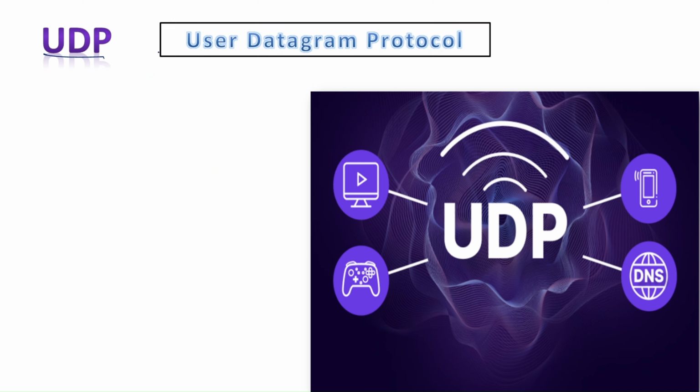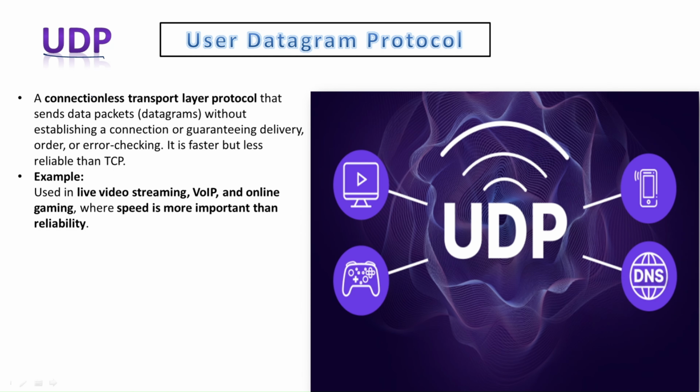UDP, that is User Datagram Protocol. So it is a connectionless transport layer protocol that sends data packets or datagrams without establishing a connection or guaranteed delivery, order, or error checking. It is faster but less reliable than TCP. Example, used in live video streaming, voice over IP, and online gaming where speed is more important than reliability.